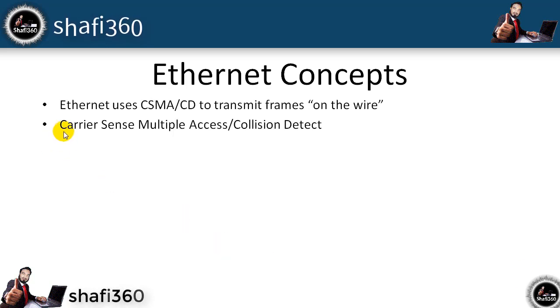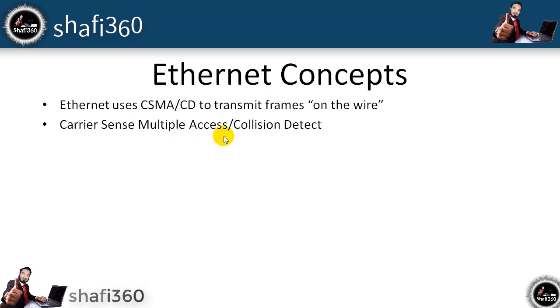Carrier sense means that Ethernet will detect whether or not a cable's plugged in. Obviously, you can't transmit frames across a wire that's not actually physically present. So there's a carrier wave, if you will, that goes across your Ethernet network, and that is how Ethernet knows, hey, I can actually send packets or frames across this medium.